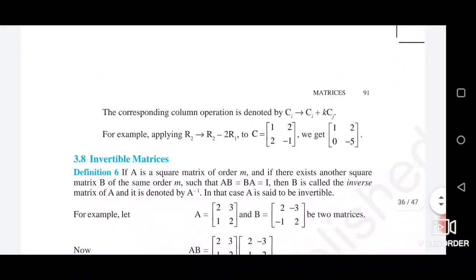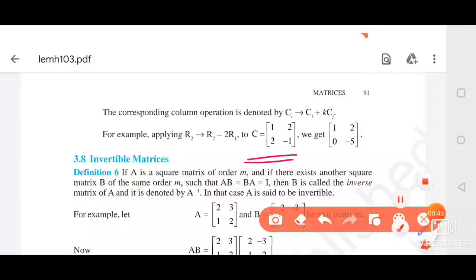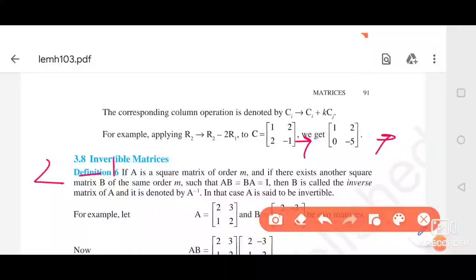So, see the example. Here it is given the matrix C. Now, see what transformation they have done here. R2 is transformed to R2 minus 2R1. Now, see, you compare this R2 and this R2. The R2 is 2 and minus 1. Now, to get 0, how they have got this 0?